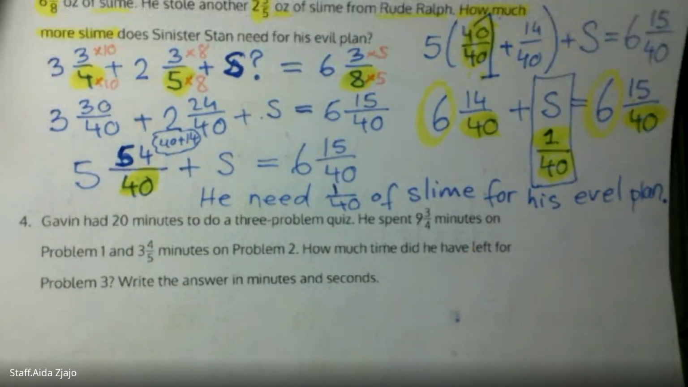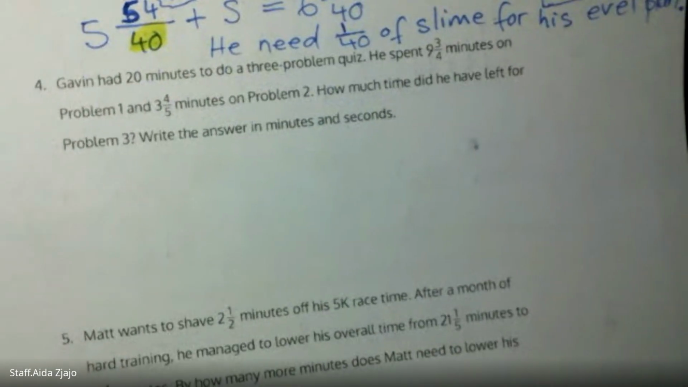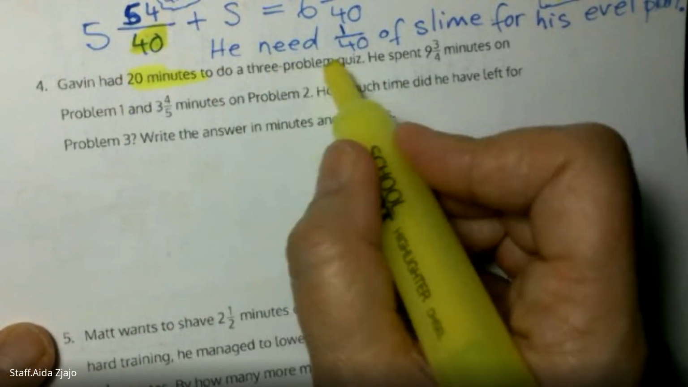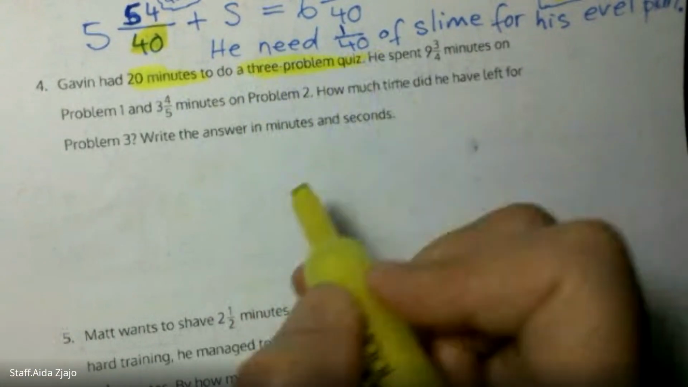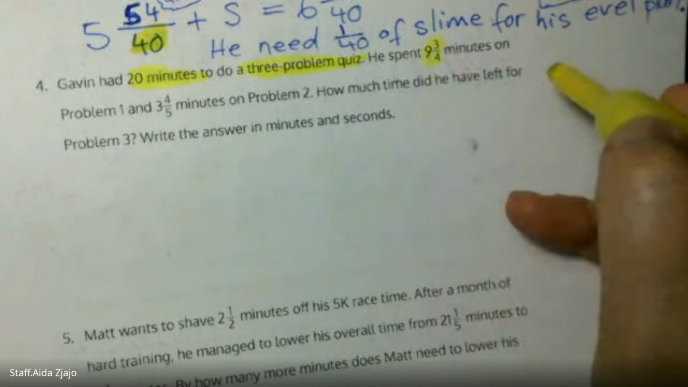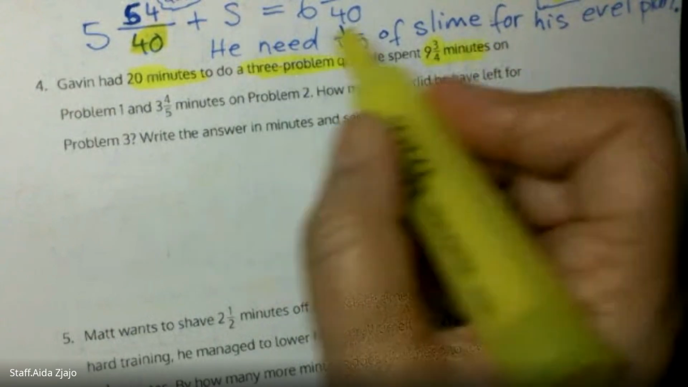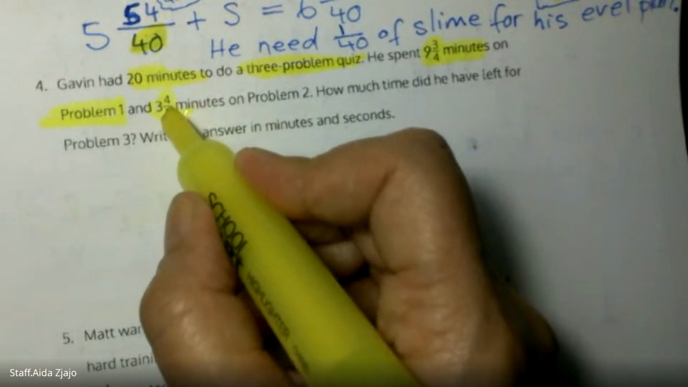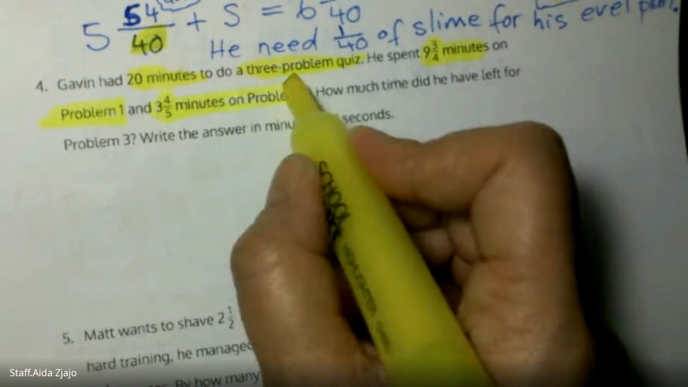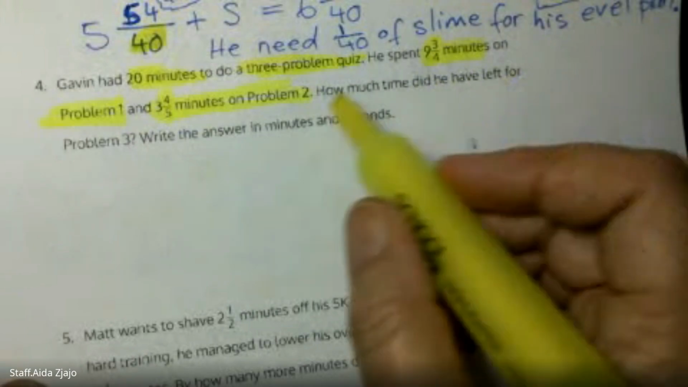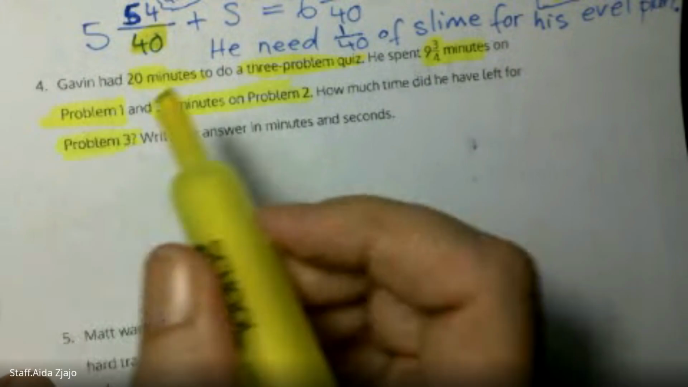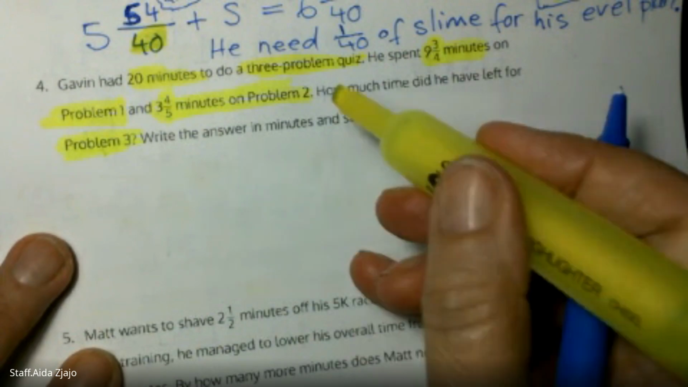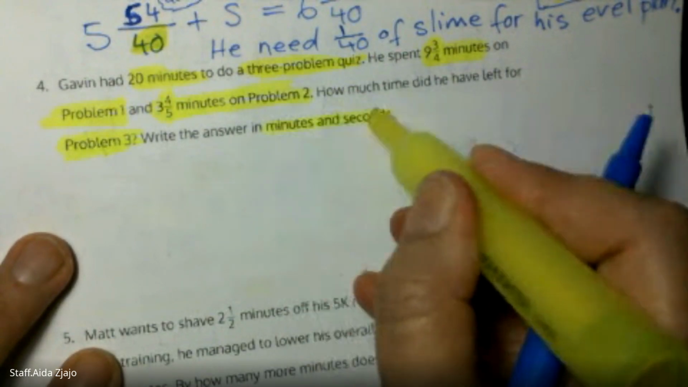Okay, next. Gavin has 20 minutes to do 3 problem quizzes. He spent 9 and 3/4 minutes on problem 1. He spent 3 and 4/5 minutes on problem 2. How much time did he have left for problem 3? Write the answer in minutes and seconds.